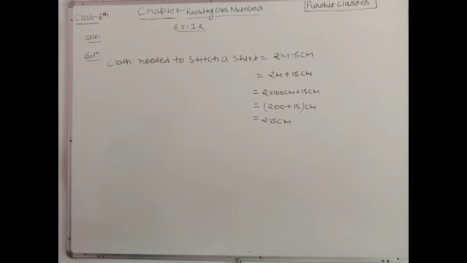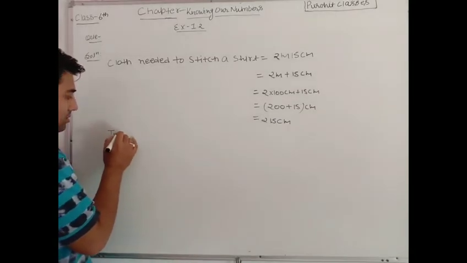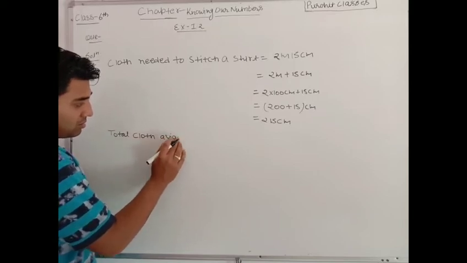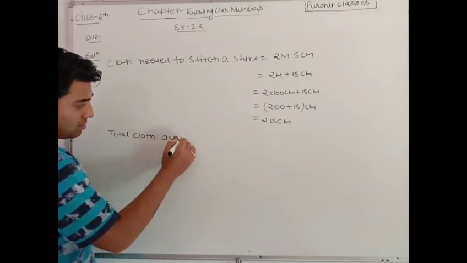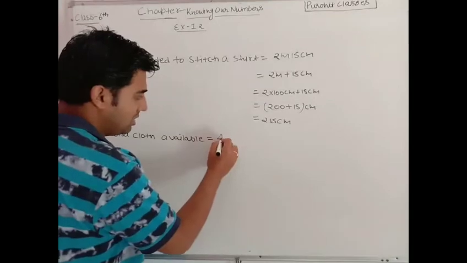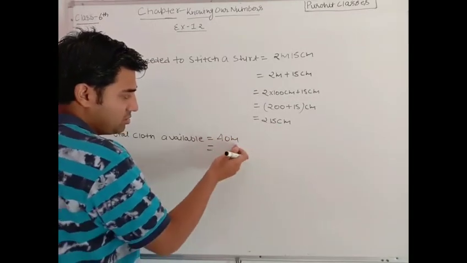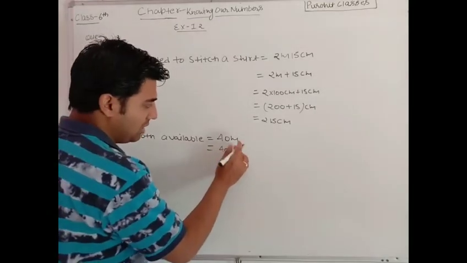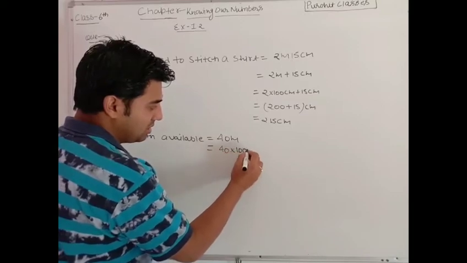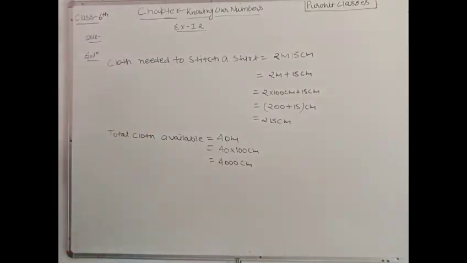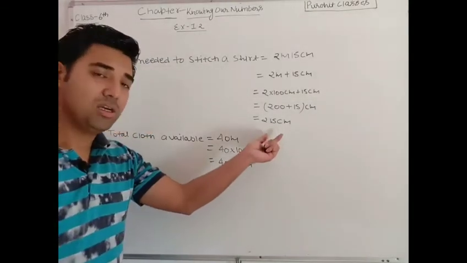What is the second thing? The total cloth available is 40 meter. If the other is in centimeter, this should also be in centimeter, otherwise we cannot perform any kind of operation. So this will be 40, and in place of 1 meter I will write 100 centimeter. So this will be 4000 centimeter. Now you know very well what you have to do: divide 4000 centimeter by 215 centimeter.